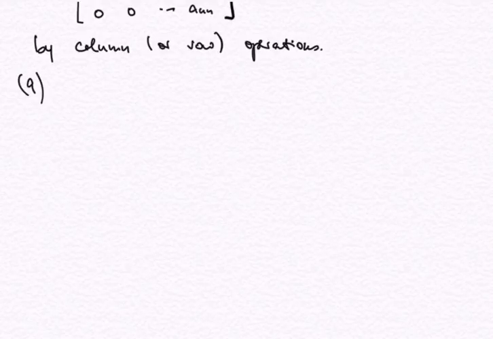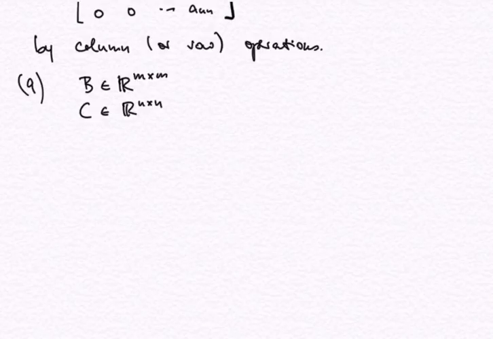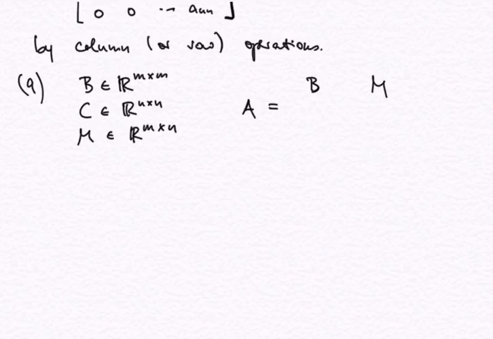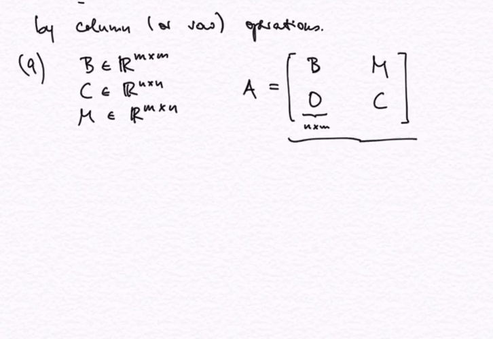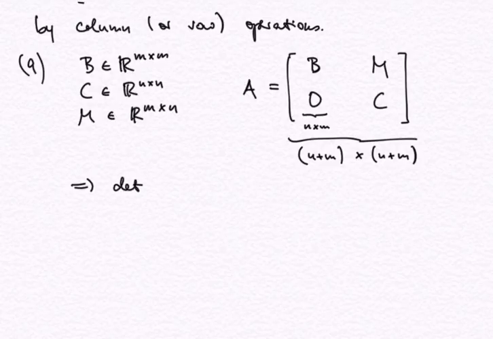Final property. Let's consider three matrices. B is in R^(m by m), C is in R^(n by n), and M is in R^(m by n). And we form a block matrix A that has the block B, M, 0, which is n by m, and C in its block positions. So the entire matrix here is of dimension n plus m by n plus m. Then the determinant of A is again equal to the product of, here not the diagonal entries, but the determinants of the diagonal entries. So this is the determinant of B times the determinant of C.